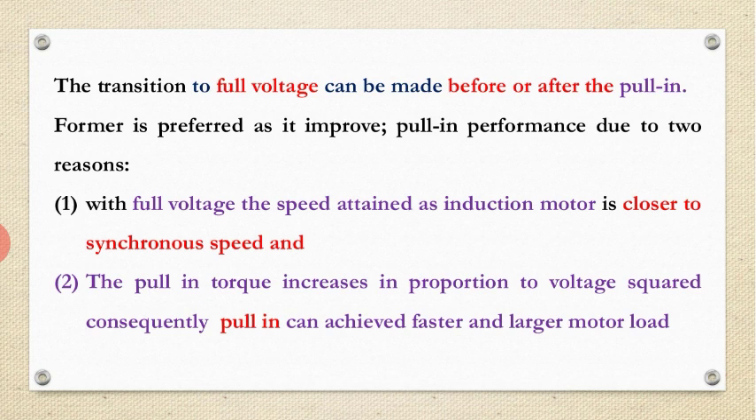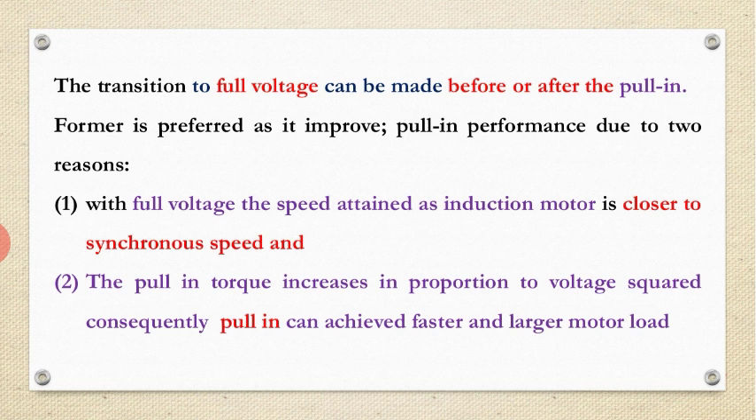The next point is that transition to full voltage can be made before or after the pull-in. So the question arises whether the full voltage can be applied before or after the pull-in process. The former is preferred, because with full voltage the speed attained as an induction motor is closer to the synchronous speed, so that we can achieve synchronous speed easily, with less oscillation and less hunting. The rotor will catch the stator poles and run at synchronous speed.